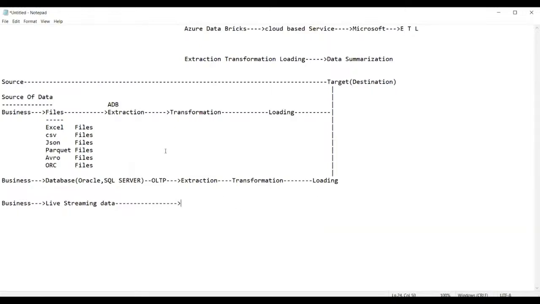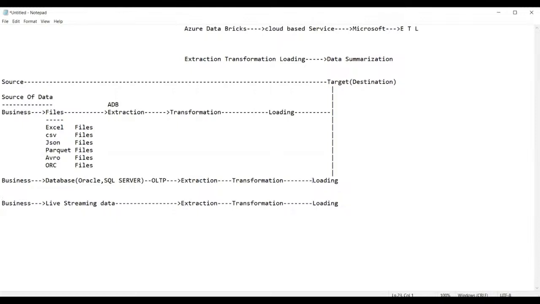And this process is called, again, extraction. We perform the extraction on this data. Once the extraction is done, then the process of transformation happens. Transformation is the actual process of data summarization. And once the data summarization is done, finally we load the data into the target.